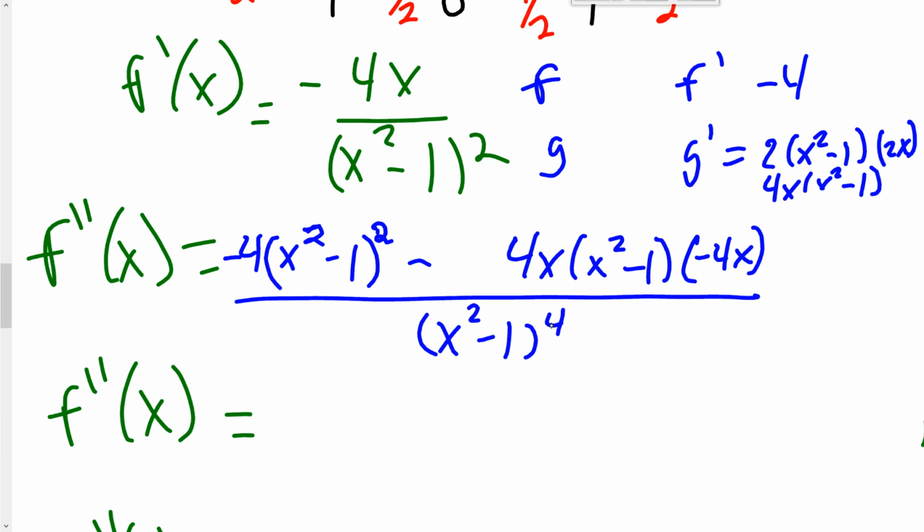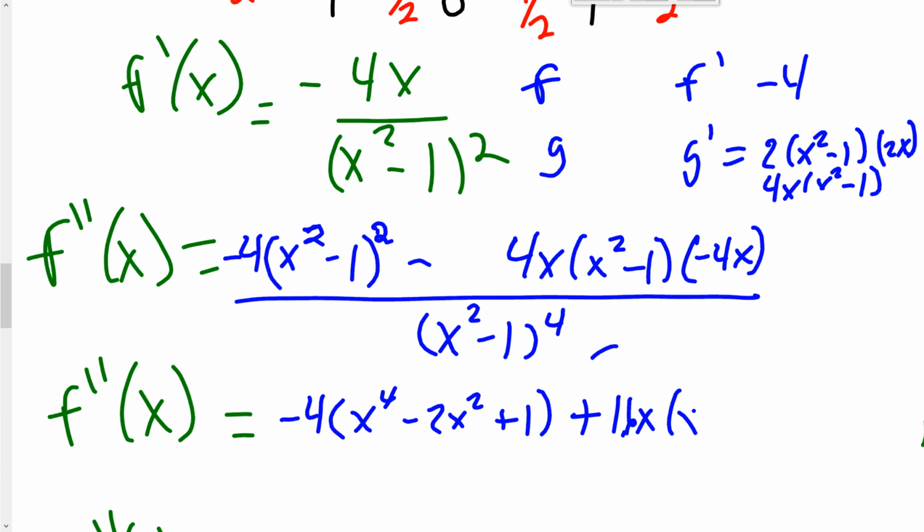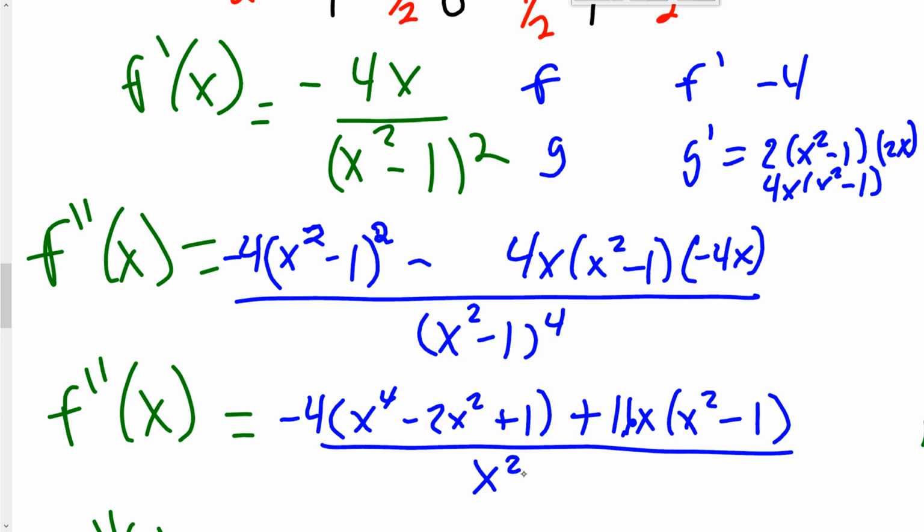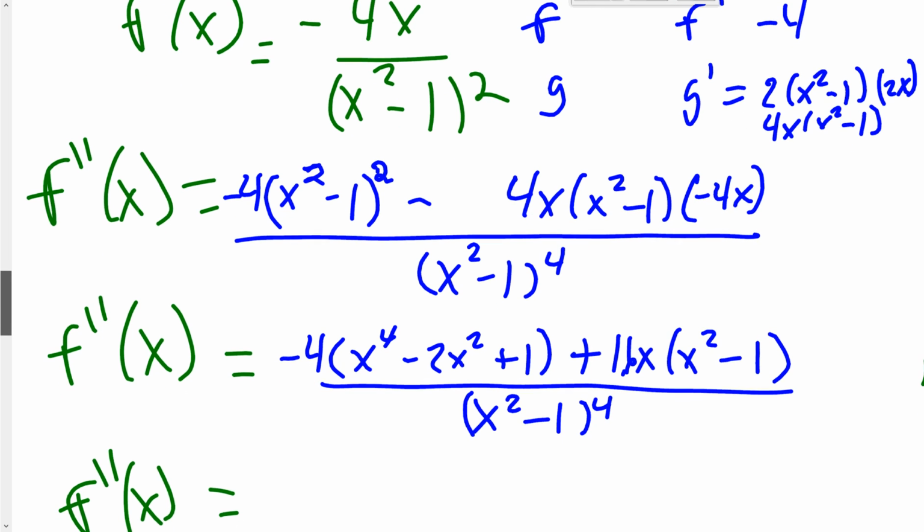Okay, then I can start simplifying this. This I could go ahead and FOIL out, so that is x to the 4th minus 2x squared plus 1, times negative 4, and then minus, well, a negative 4x times a negative 4x is a positive 16x squared, times x squared minus 1, all over the bottom, x squared minus 1 to the 4th.